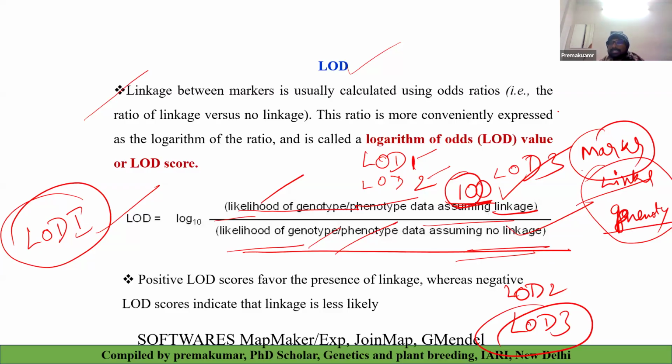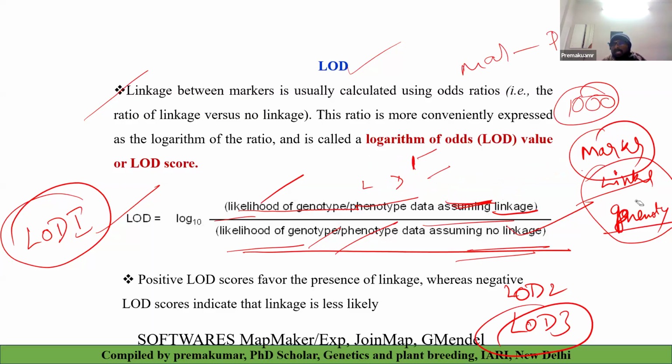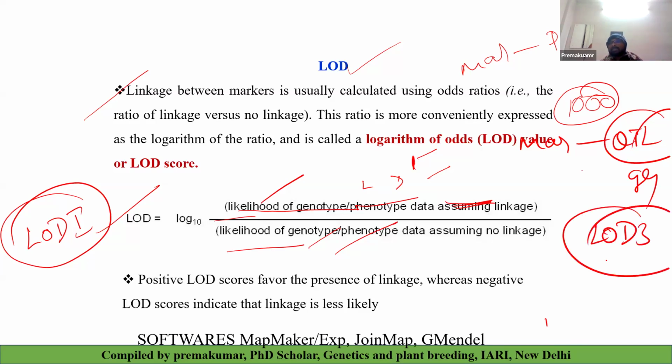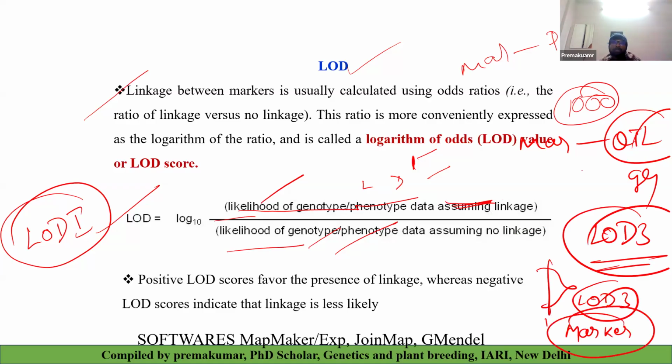If LOD 1 means 10 times the probability, LOD 2 means 100 times, and LOD 3 means 1000 times, you can say that the particular marker is linked with the phenotype. Normally, to say a marker is linked with a particular QTL or a gene, you should consider LOD 3 as the minimum. If any marker or marker interval crosses above the LOD 3 value, that marker is linked with your trait of interest.